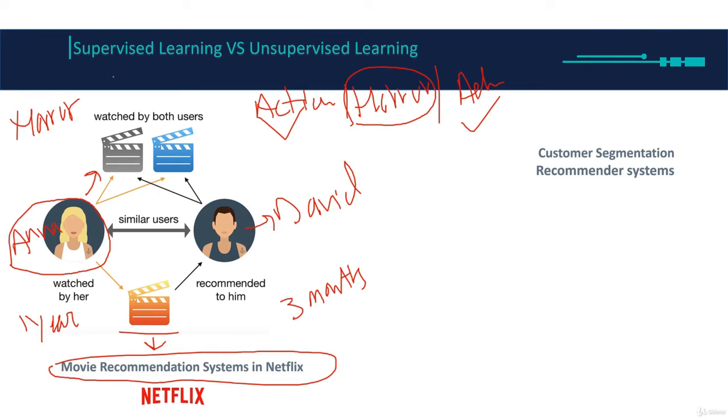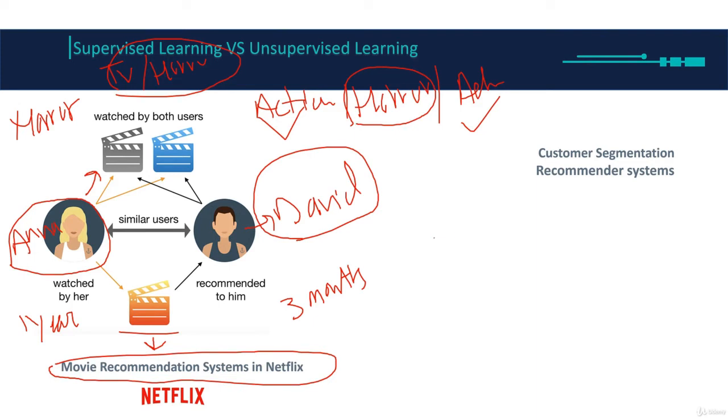So if a new TV show was released and it was horror and Anna immediately watched it, it will be shown to David that if you are watching this show, there is a big chance you're going to love the new show, which is also horror. This is how the recommendation works according to watching behavior.